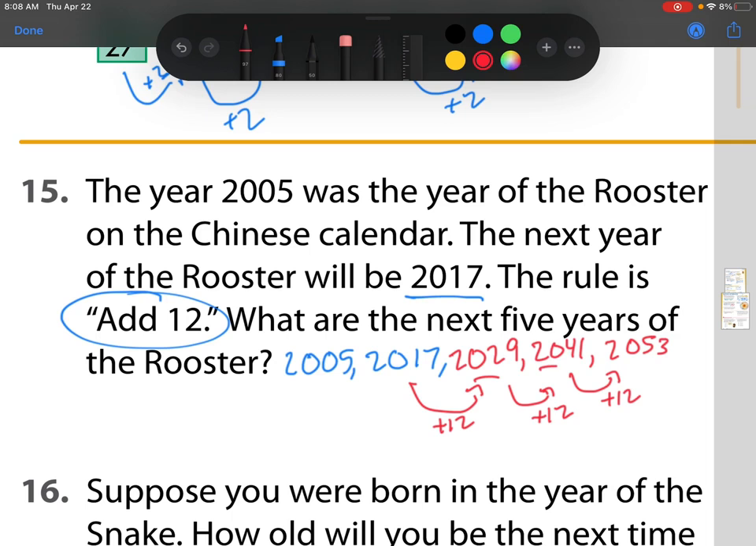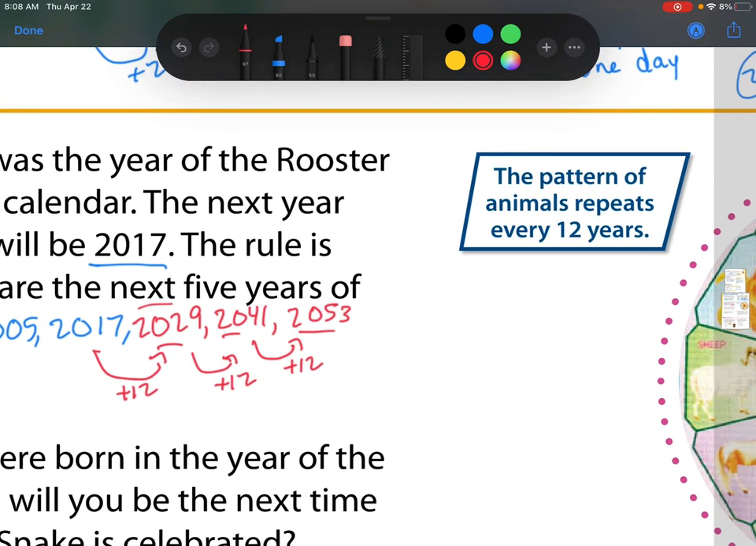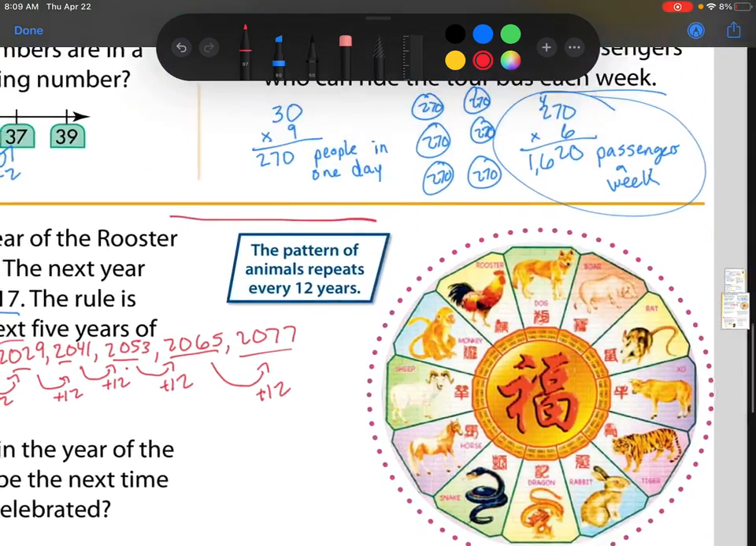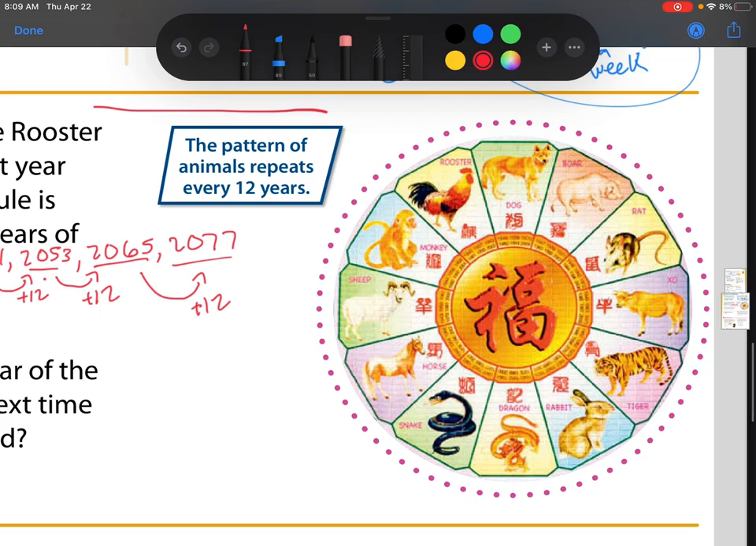We have 1, 2, 3, and it needs the next 5. So let's keep on going. I'll have to slide this over. Plus 12 is 2065, so that's 4. And our last one, when we add 12, is 2077. So there we go. The next 5 years of the rooster. And if you want to see what the zodiac calendar looks like, it just looks like this right here.